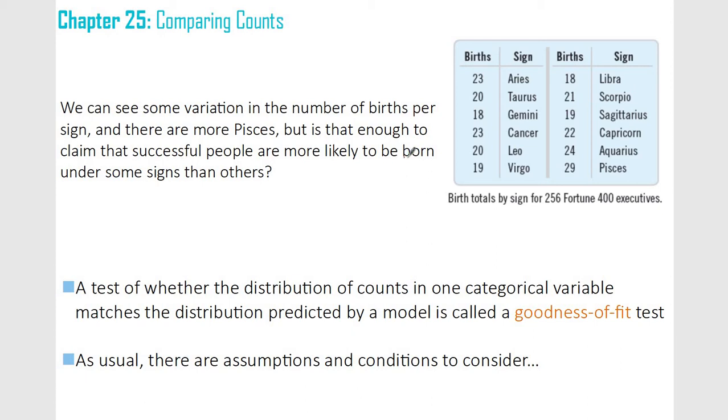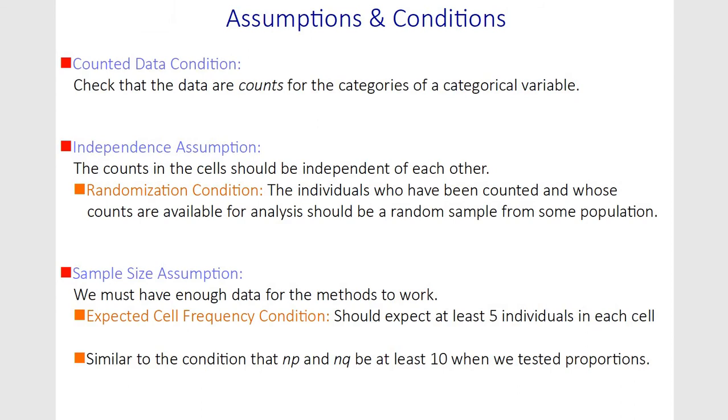And what we would do is called a goodness of fit test. So that tests the distribution of counts in a categorical variable, okay? And we're testing to see if it matches the distribution. And as always, there are assumptions and conditions. The counted data condition means that all the data are counts. How many of whatever.